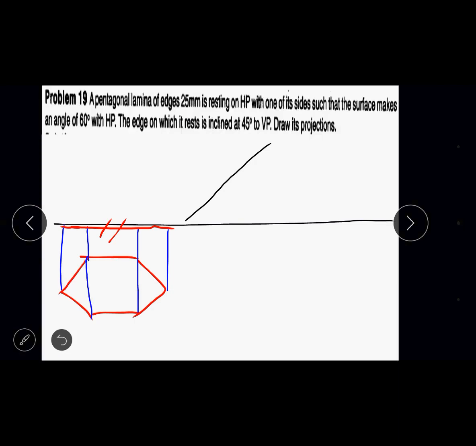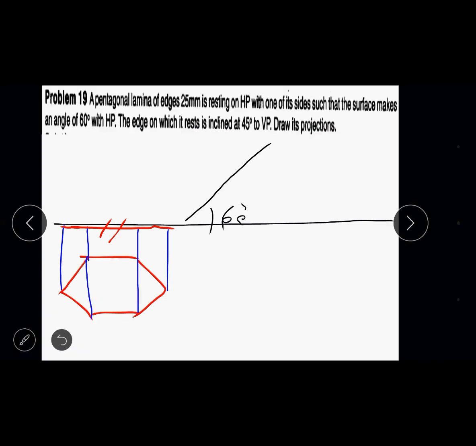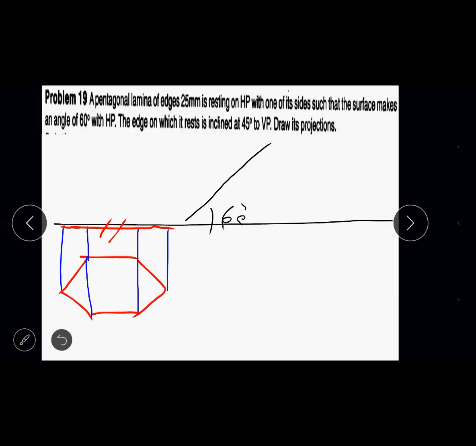On the 60 degree line, take your compass and measure the entire dimension of the front view, and then with the help of your compass, make it dark. Whatever 60 degree line you have drawn, just make that portion dark. So this is the front view.